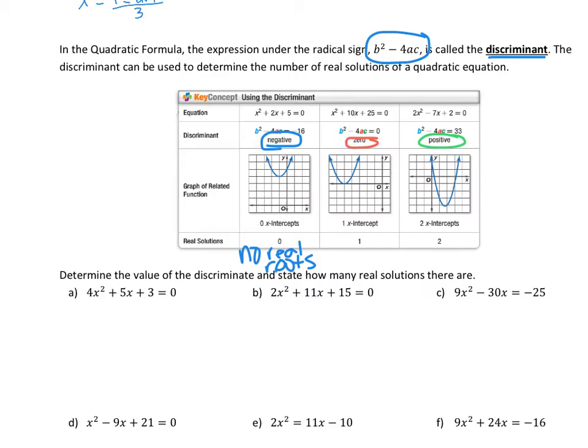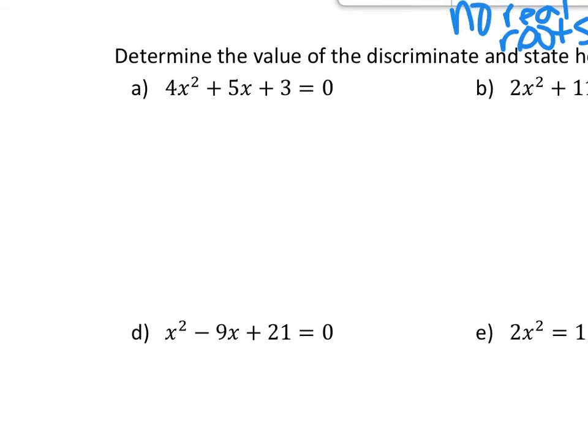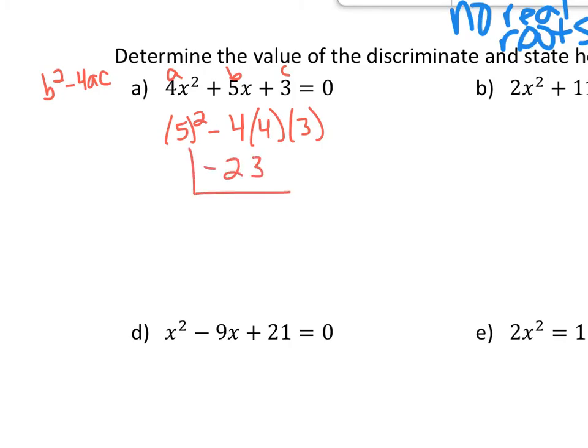So let's use the discriminant to determine how many roots each of these have. Let's start with A. We still need to be in descending order, and we need to have equals 0. We are still labeling A, B, and C, but we are just using b squared minus 4ac. b is 5, so 5 squared minus 4 times a, which is 4, times c, which is 3. Plug that whole string in your calculator. In this instance, I get negative 23.